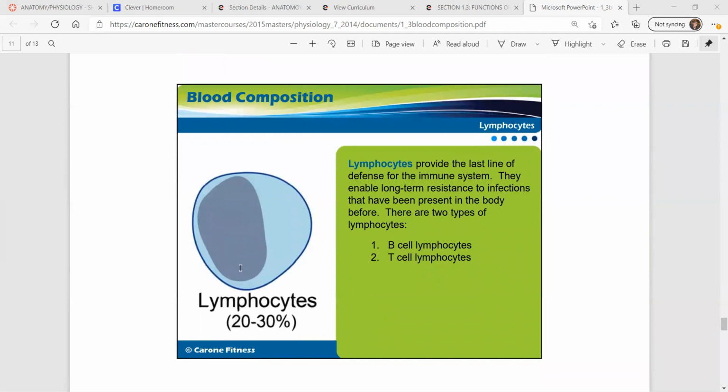Lymphocytes provide the last line of defense for the immune system. They enable long-term resistance to infections that have been present in the body before. There are 2 types of lymphocytes: B-cell lymphocytes and T-cell lymphocytes.